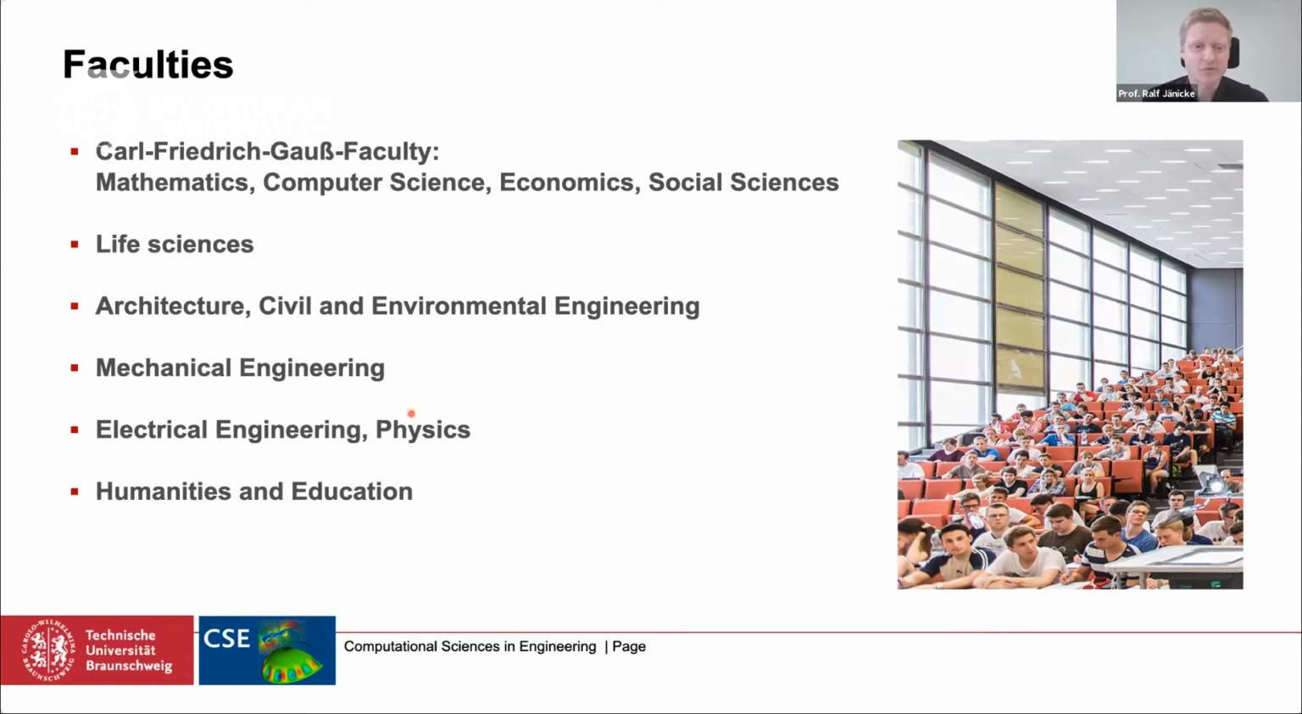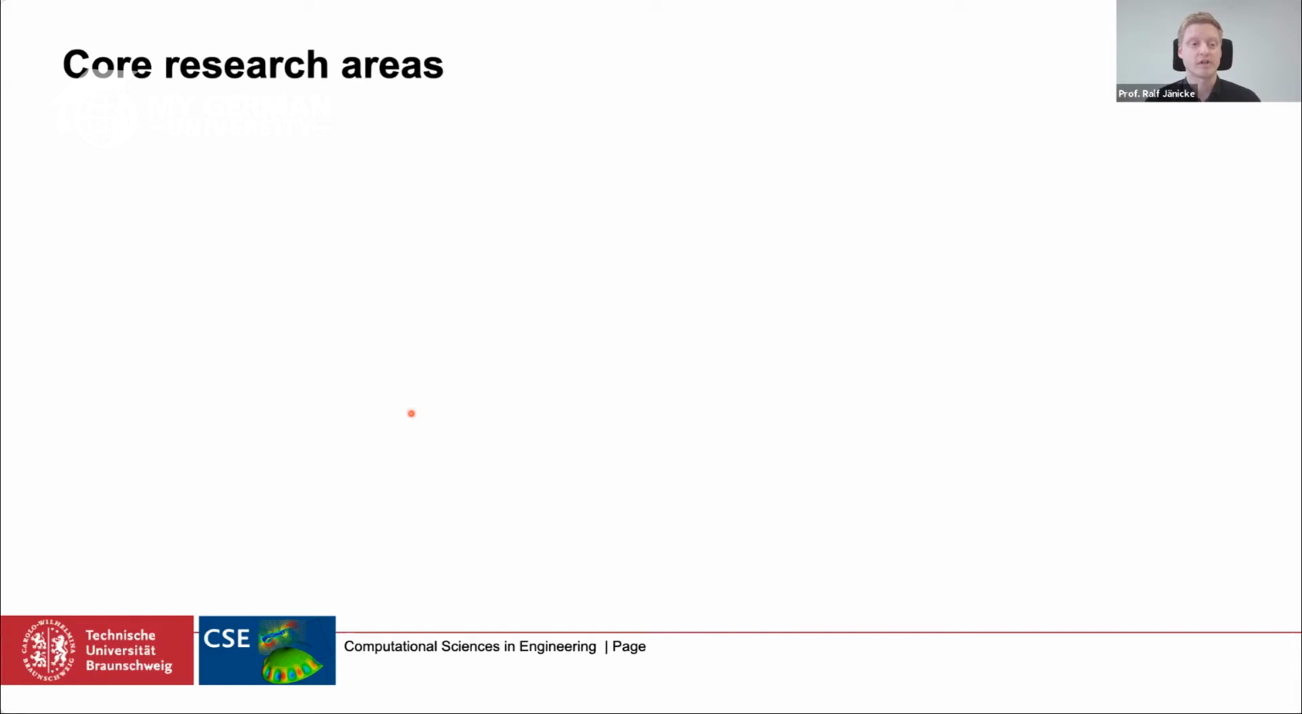A famous mathematician from earlier times. And actually, he went to school here in Braunschweig, and this school is still existing and still acting as a school. Then we have the Faculty of Life Sciences, the Faculty of Architecture, Civil and Environmental Engineering, which is also heavily involved in CSE, Mechanical Engineering, Electrical Engineering together with Physics, and finally, Humanities and Education. And out of those 6, 4 of them, Mathematics and Computer Science, Architecture, Civil and Environmental Engineering, and Mechanical and Electrical Engineering, are all involved in the master program. You see, this is most likely a very nice, broad scope of the program.